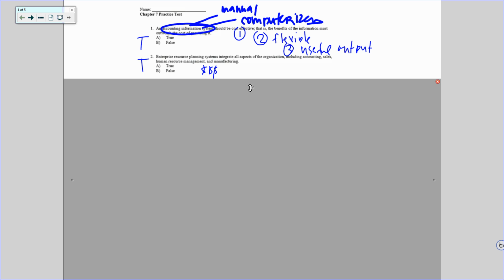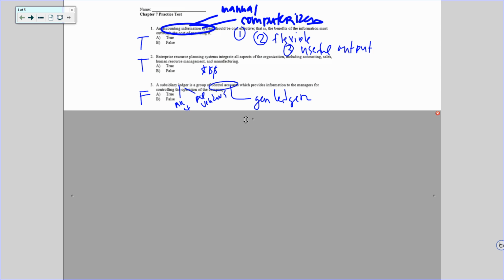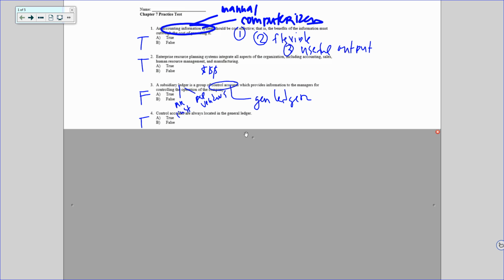Number 2 is true. You need to know that ERPs are just every facet of the organization and often super expensive to implement. Number 3 is false. Control accounts are part of the general ledger. Subsidiary ledgers, in the case of this chapter, are either APs, so people we owe, vendors, or ARs, customers who owe us. Number 4 is true.